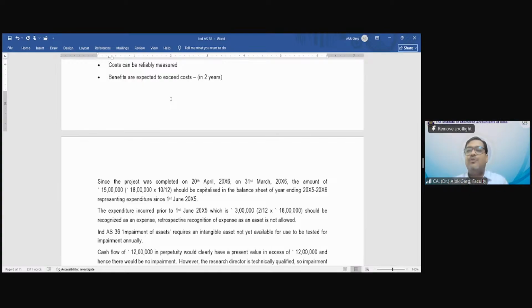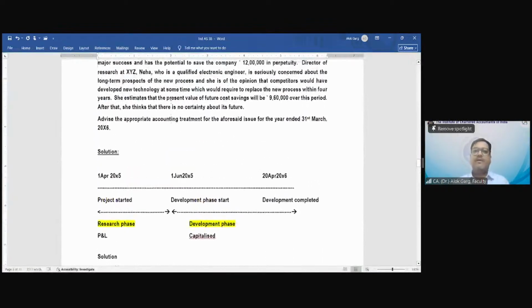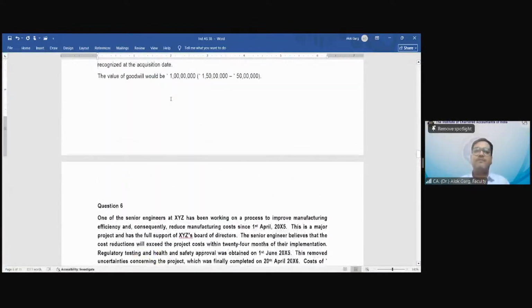What is the value in use? When you are using the asset, the value you are getting by using it, the cash flows. So that is 9.6 lakh. Okay. Thank you. We have completed question number 6 also.